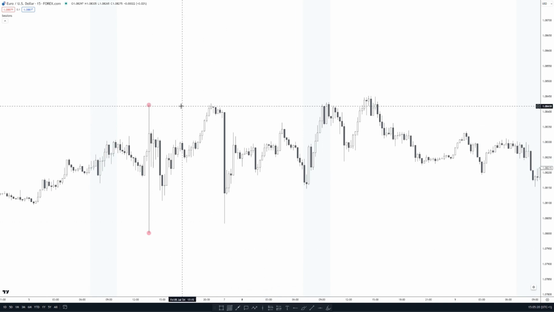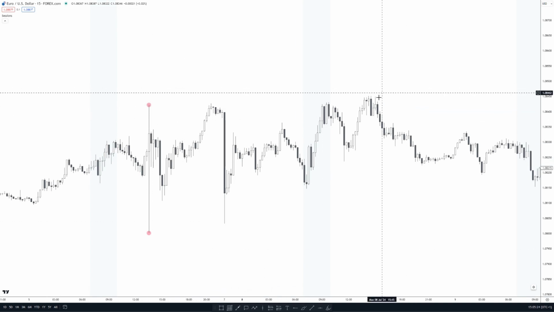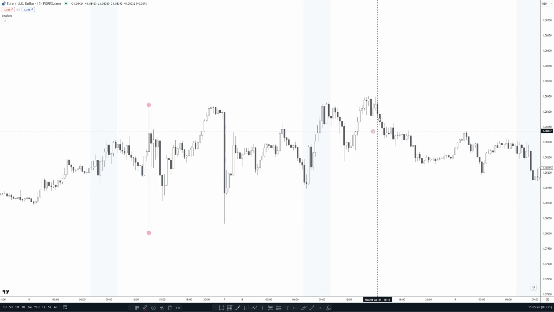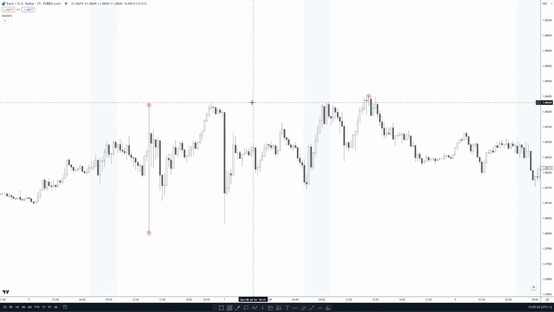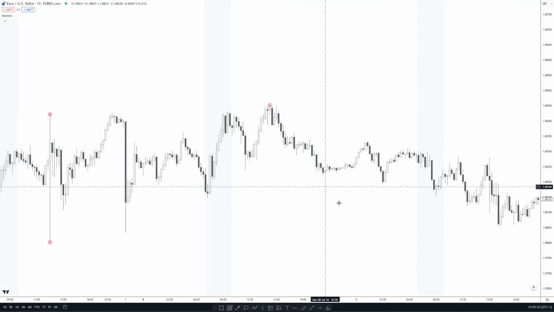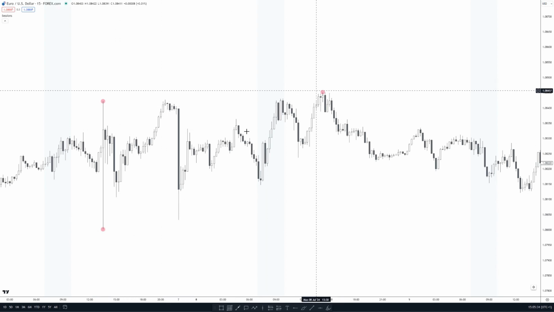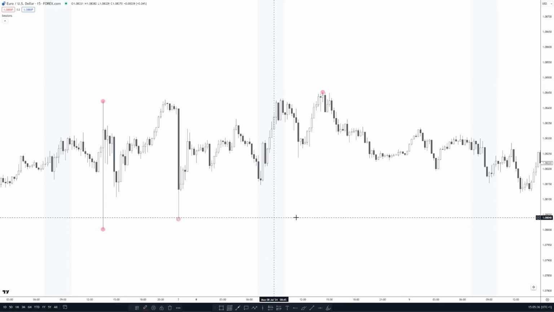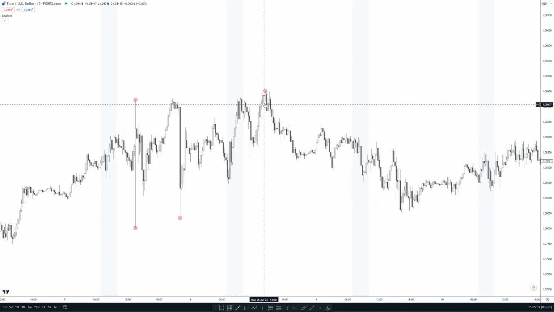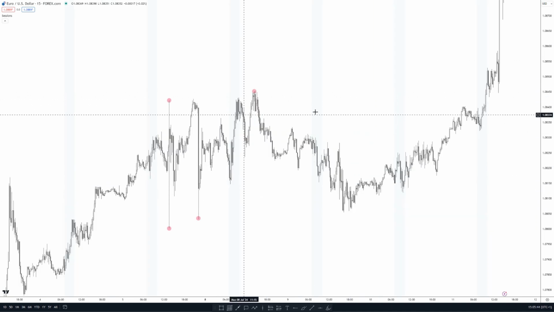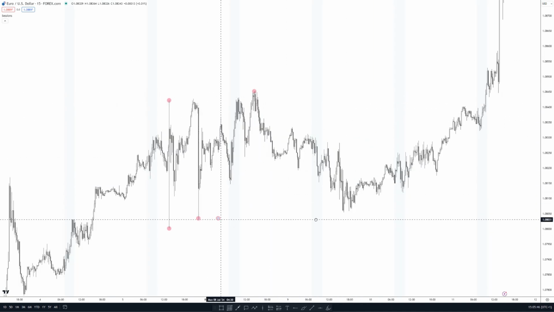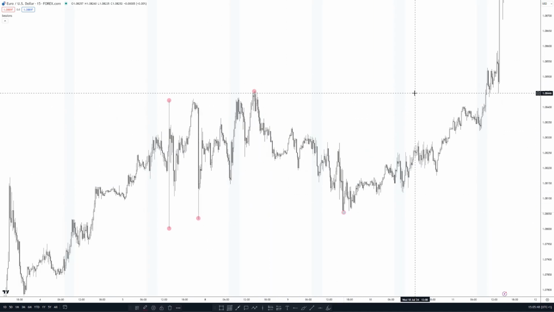So did we break and close here? No, we just wicked above. I would say the next swing point was actually over here, where we actually close above it. And what would be the swing low? It would be this lowest point before that close above. So that would be the new swing low. And then what happens next is we break the high. So the lowest point before the break of the high is there, and we actually break the high over at this point here.